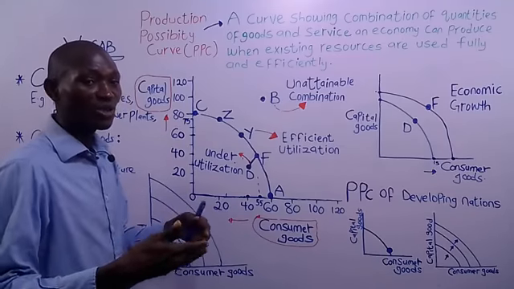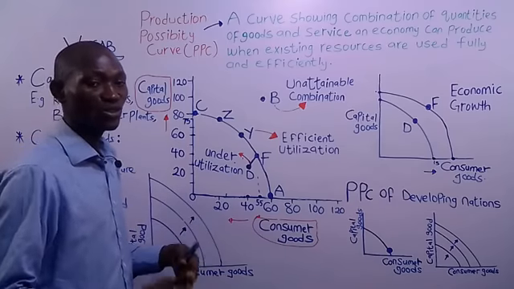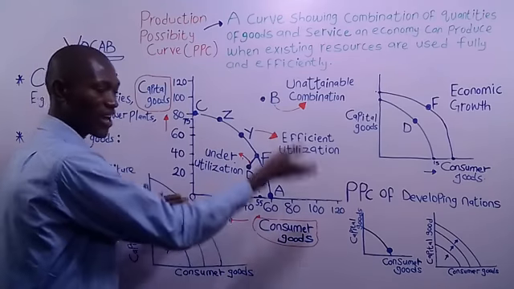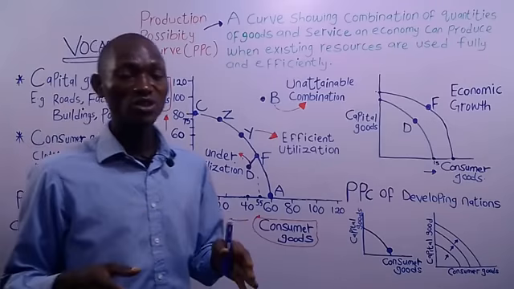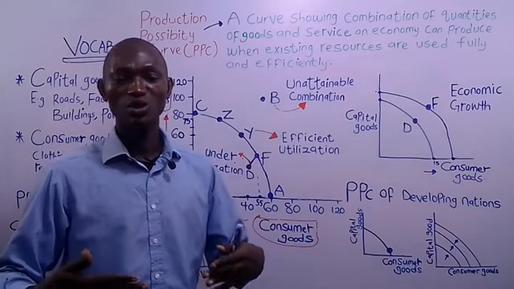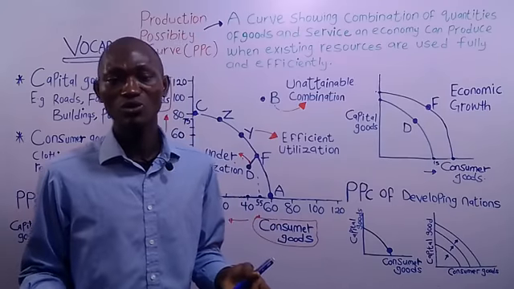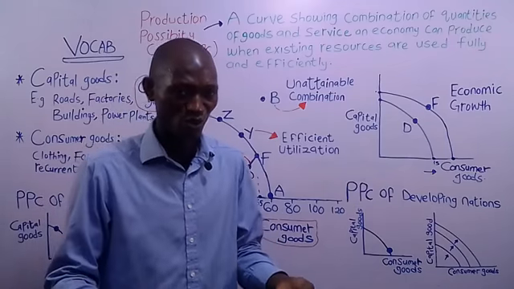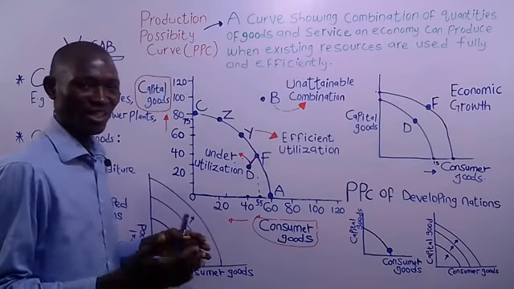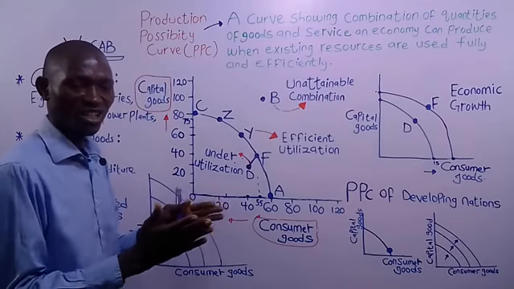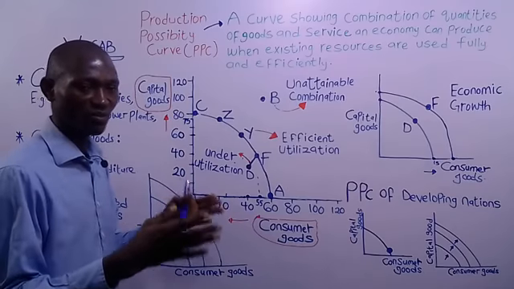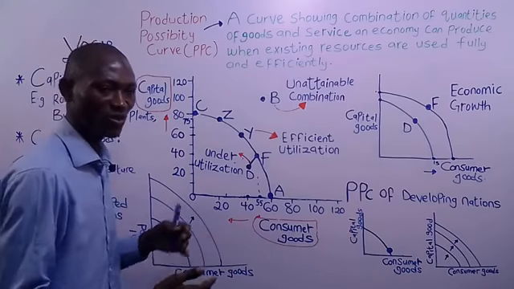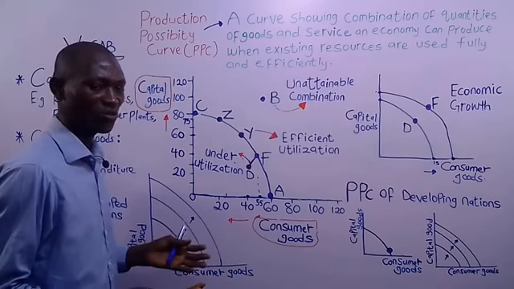If an economy is able to replace its old capital goods with new and modern ones, then its PPC will shift outward. Take the Nigerian economy. The Nigerian government should try as much as possible to replace its old roads with new and modern ones, advanced roads for this 21st century, so that there will be easy movement and transfer of goods from one place to another. Production will increase, consumption will increase, distribution will increase, exchange will increase, and all that.